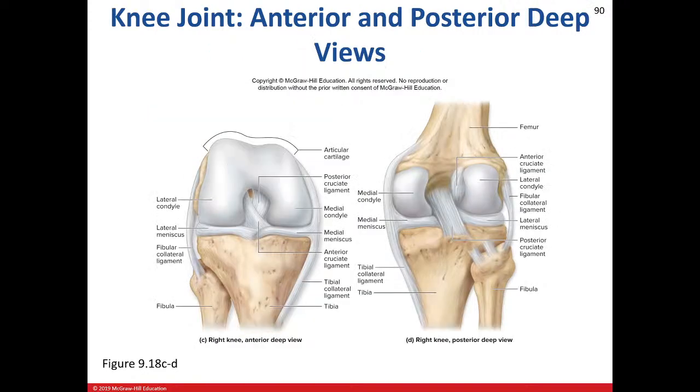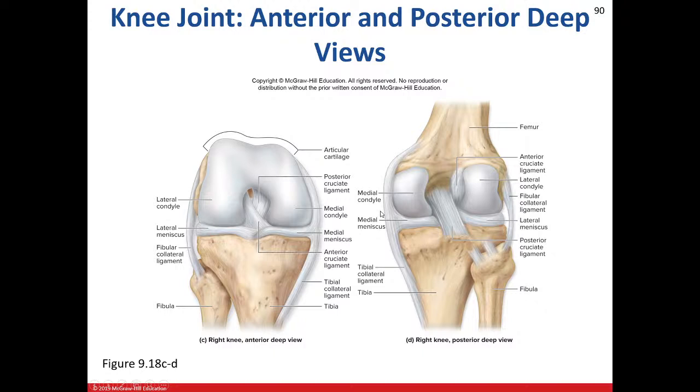Good. Now, inside the joint capsule, we have the ACL and the PCL. ACL stands for anterior cruciate ligament. PCL stands for posterior cruciate ligament. Here's an anterior view of the knee joint, and then over here on the right is a posterior view. Okay. ACL, just about everybody's heard of.